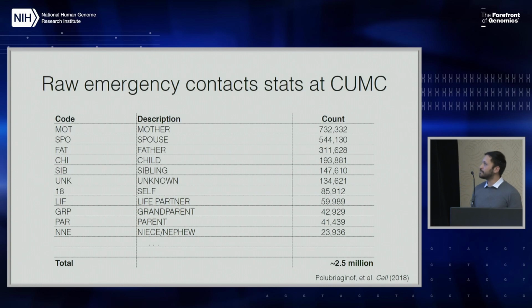That goes into a database, and I went to the database and I pulled out that table, and this is what I found at Columbia. We have 2.5 million next of kin reports or emergency contacts. Number one is mother. 730,000 people reported their mother as the emergency contact. You can see number two is spouse, and a distant third is father. And then people trust all sorts of people as emergency contact. You know, their children, their siblings.